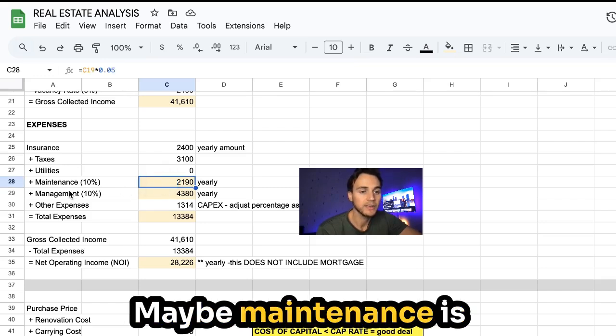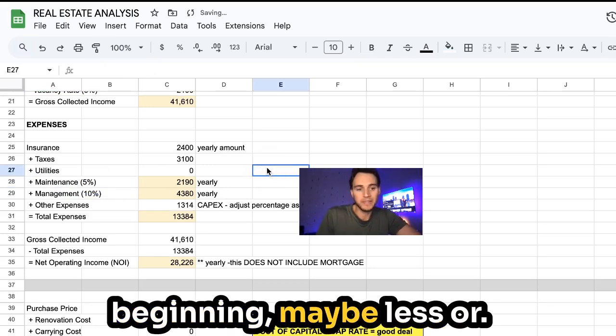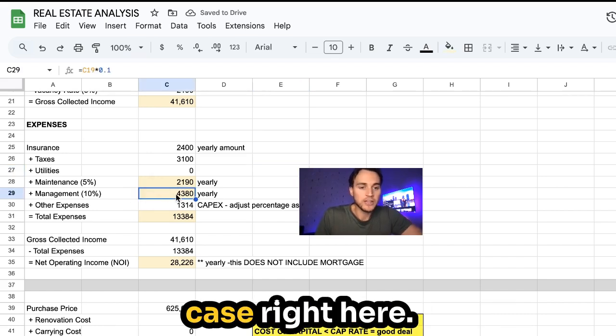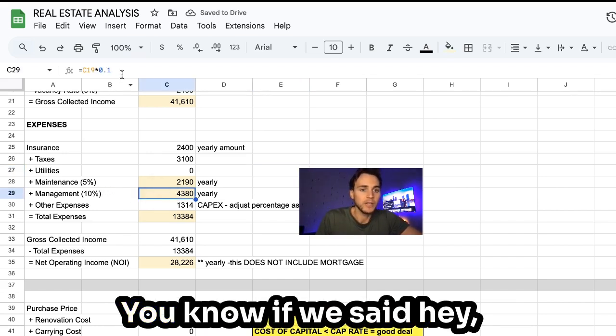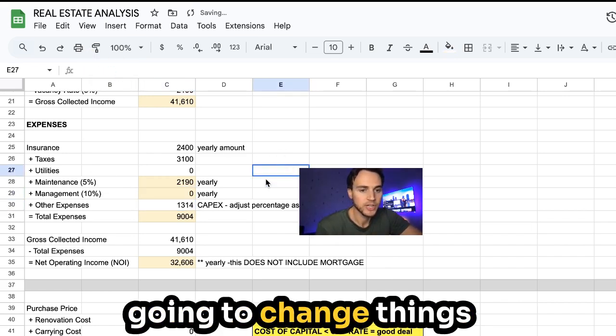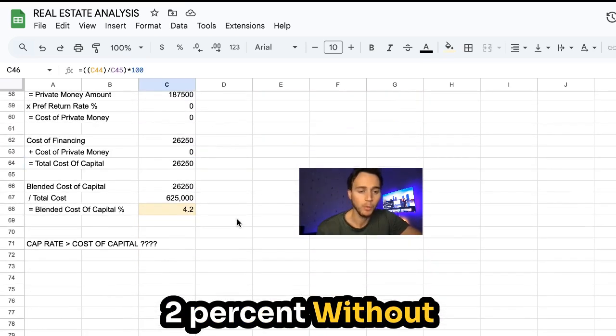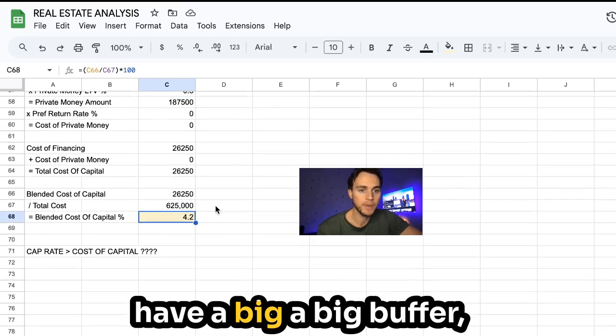Maybe maintenance is not going to be 5% like we calculated in the beginning, maybe less. Or, in this case right here, I've got 10% management. If we said, hey, I'm going to manage it ourselves, right? That's going to change things substantially too. So that brings you up to a 5.2% without management. So now we have a big buffer.